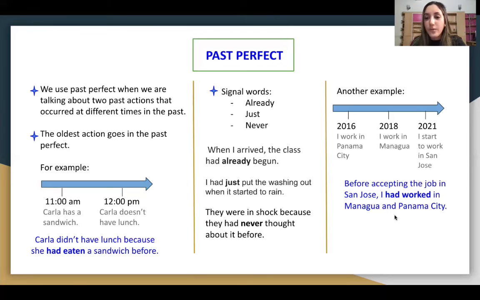So now we can see had worked is in past perfect. Another example is we had loved each other for 20 years. You must be careful to always put the oldest action in the past perfect. Well, now Manuel Ferreira will explain the structure of the past perfect.